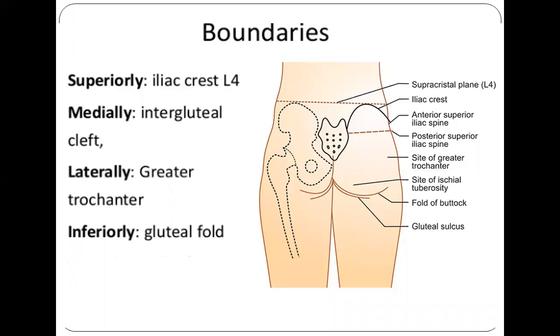And these are the other boundaries of the gluteal region. These are the surface landmarks. So medially, there's an intergluteal cleft, and inferiorly, the gluteal fold. Laterally is a bony landmark, which is the greater trochanter of the femur.